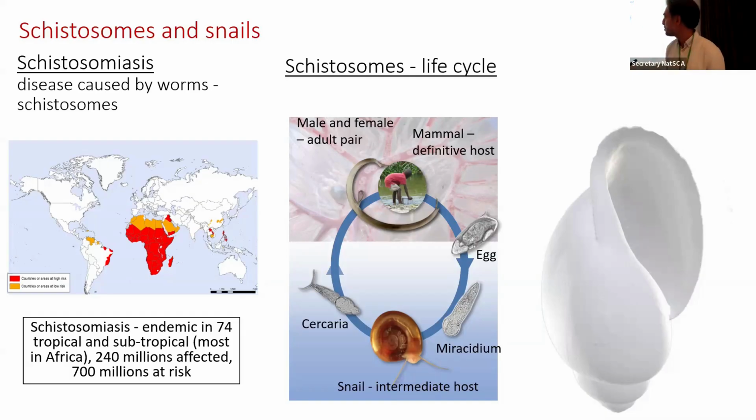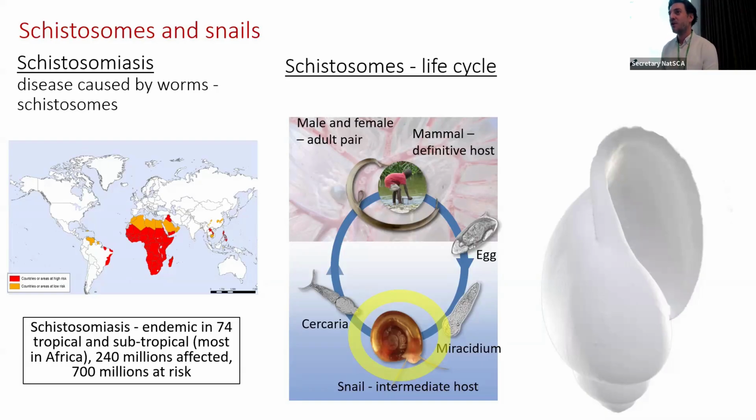From the egg hatches the first larva that then seeks a snail, and it must be a compatible snail. So only specific species or subspecies of snail are compatible with the species of schistosomes. Hence, all the research on snails is also research on schistosomes, really. And then inside the snail, they multiply asexually, and then the snail releases thousands and thousands of small larvae, which are called cercariae.